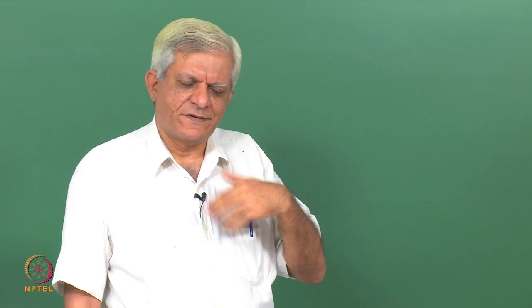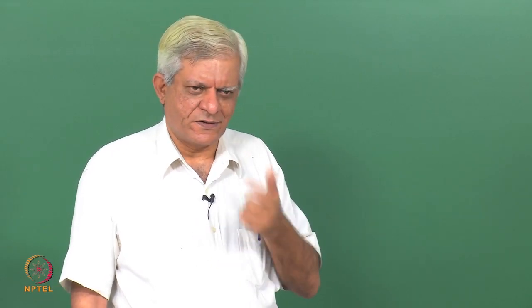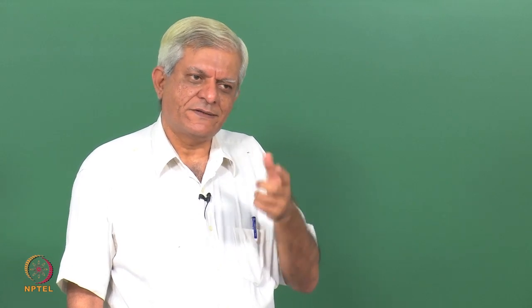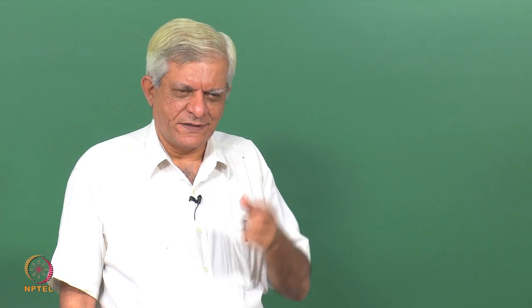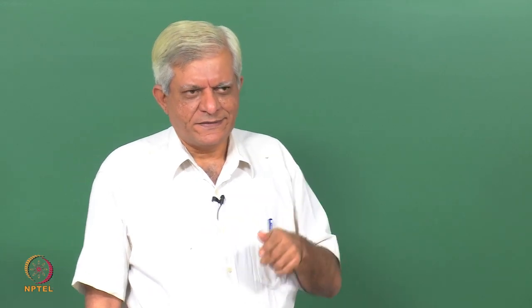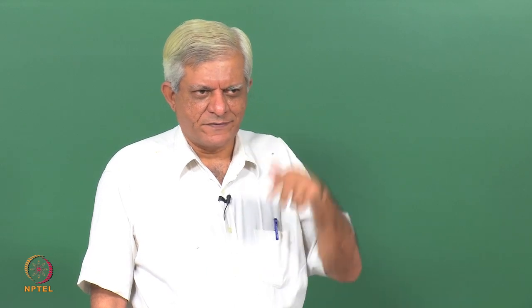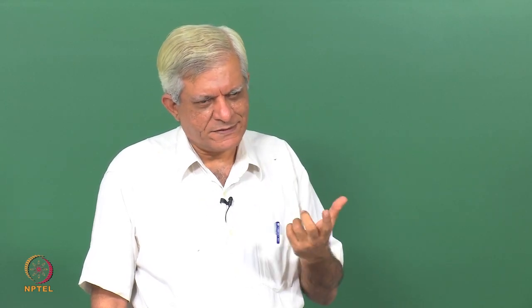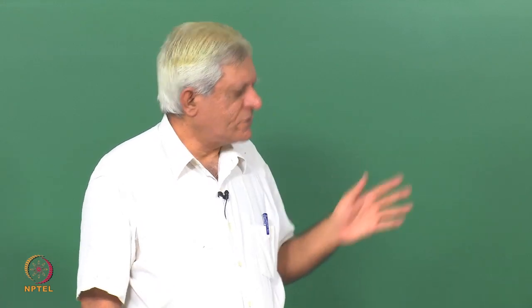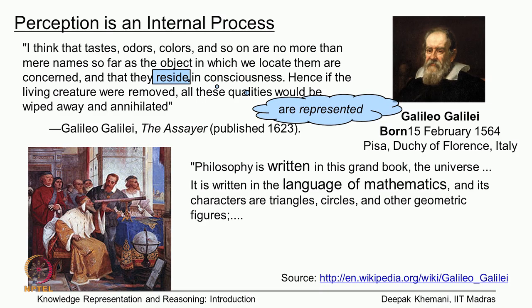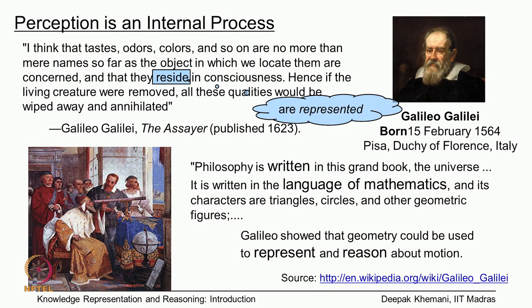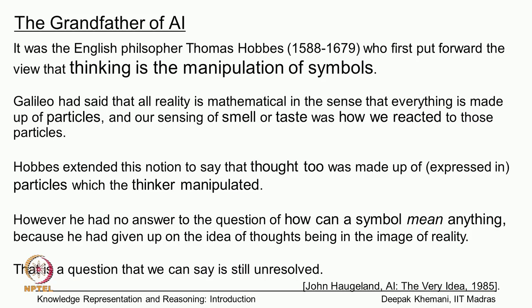One of the equations has something like half a t square. You can think of half a t square as the area of a triangle in which one side is a t, where t is time and a is the acceleration, and the other side is time. If you can visualize a triangle in which one side is time and the other side is time into acceleration, then you can compute something. So, he used to think in terms of geometry. He says that motion could be represented in geometry. He shows that geometry could be used to represent and reason about motion. This is something very interesting for us. We want to think about motion, but we can use a representation which is basically geometry. Thomas Hobbes, whom many people call the grandfather of AI, extended this idea.